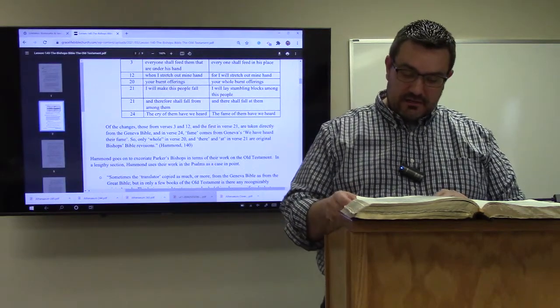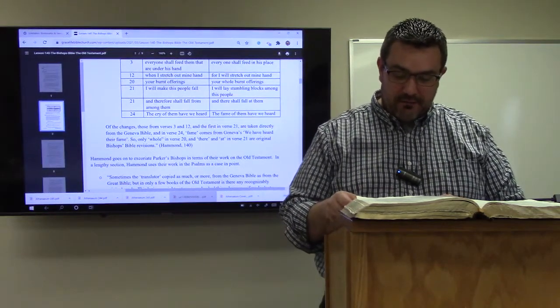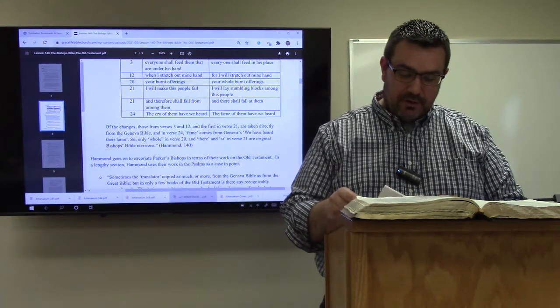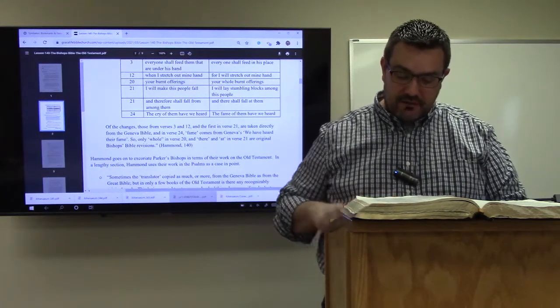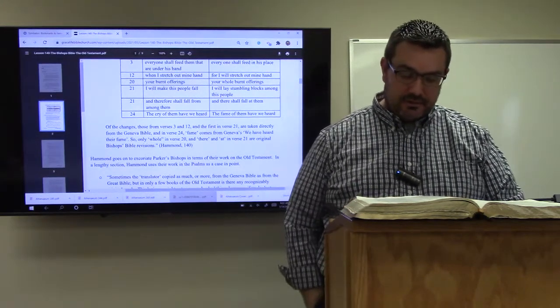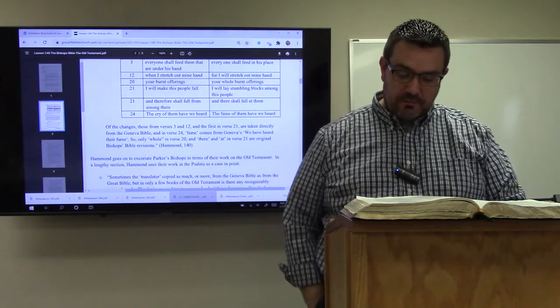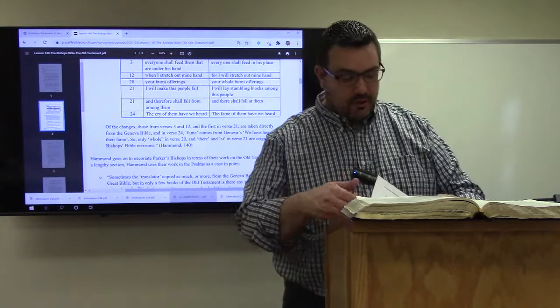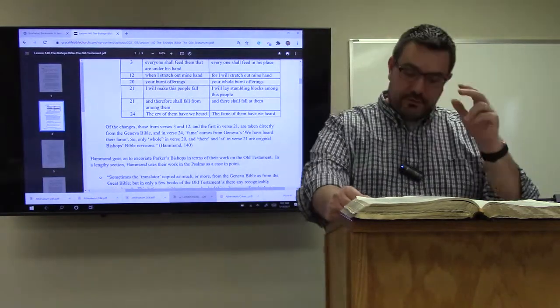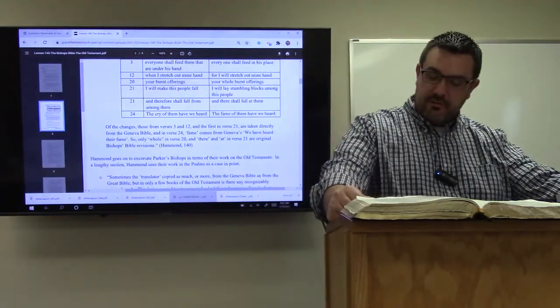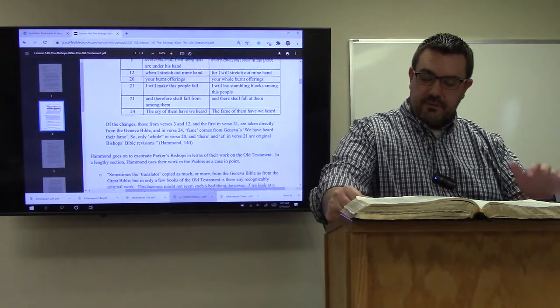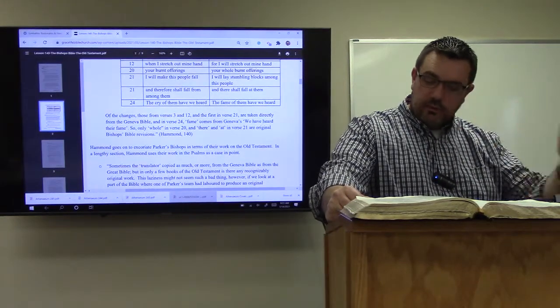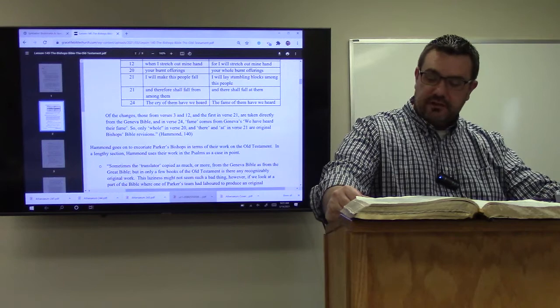This laziness might not seem such a bad thing, however, if we look at the part of the Bible where one of Parker's team had labored to produce an original translation. Better a sleeping bishop than an active one. The book in question is the Psalms, where the translator achieved some bizarre renderings, many of them apparently inspired by his particular attitudes towards the original and towards English style.